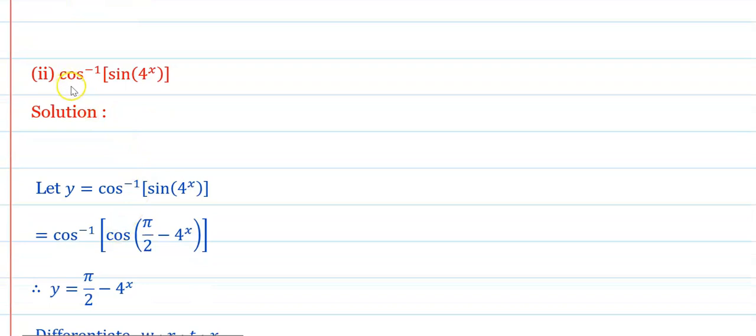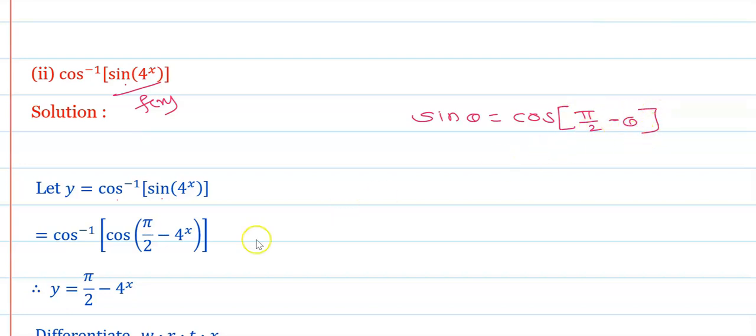Next, cos inverse of sine of 4 raised to x. Again this is f of x. Now we can express this cos inverse of sine of 4 raised to x. Sine theta can be written as cos of pi by 2 minus theta. Therefore cos inverse of sine of 4 raised to x can be written as cos inverse of cos of pi by 2 minus 4 raised to x.